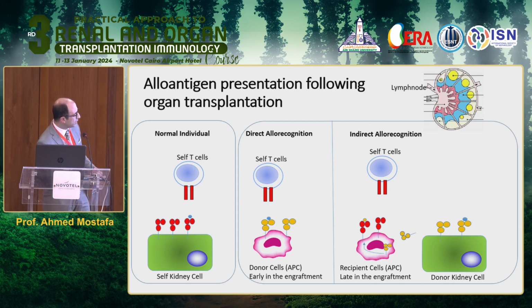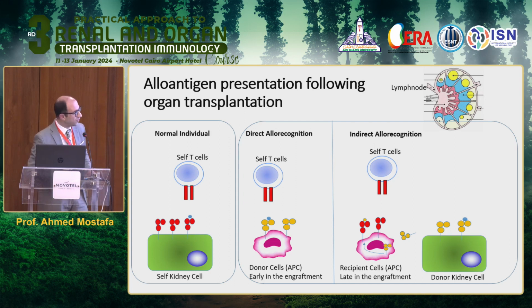This is a normal individual. The normal individual has a self kidney cell, and the self kidney cell will have self HLA expressed on the surface. I put them here in red, so you know that red and red are self. You can see there is a small blue dot. This is actually a self peptide. Sometimes organelles inside the cells get degraded, and then they are expressed on the HLA. But again, the T cell wants to make sure that this is actually self. So it comes and screens the kidney cells, and if it doesn't find anything, it will just leave.